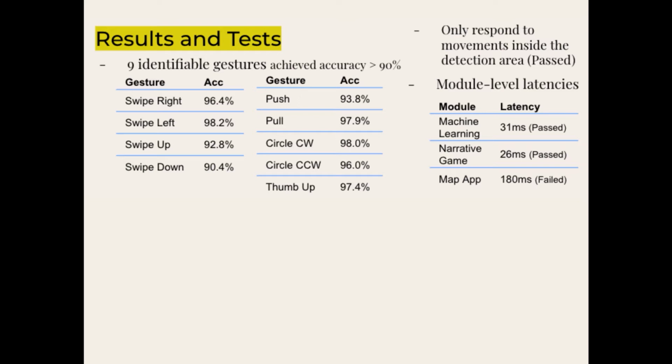The machine learning model and the narrative game communicate with other modules in memory, so their performance reaches the requirement. However, the map application requires an I/O operation to get data from the machine learning model, which is much more time-consuming and causes it to fail the test.